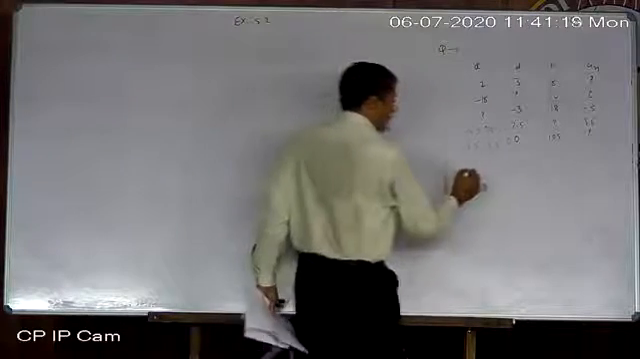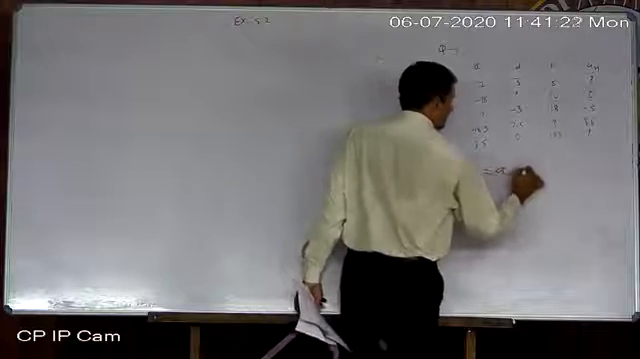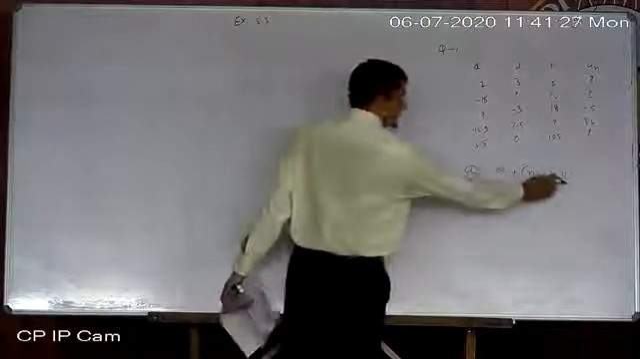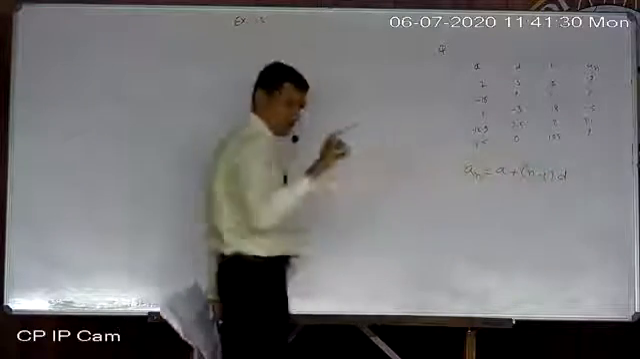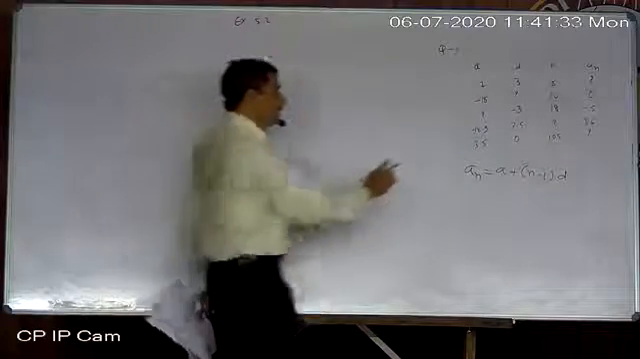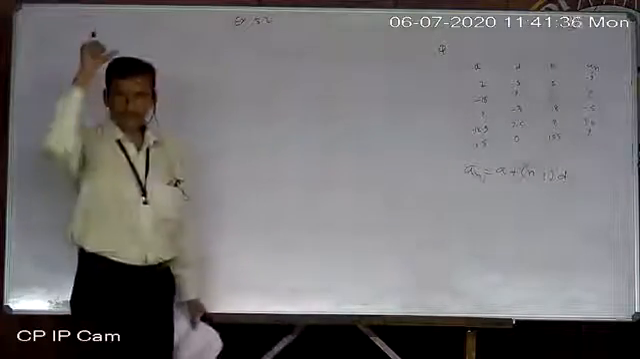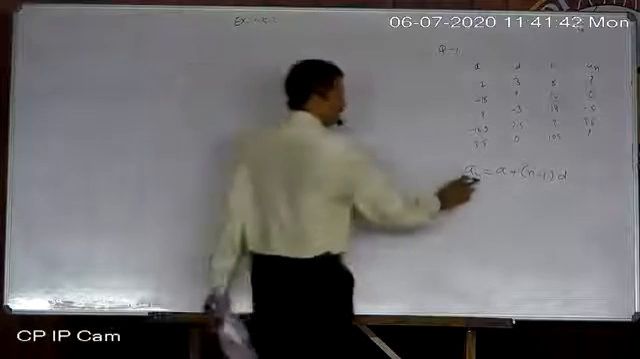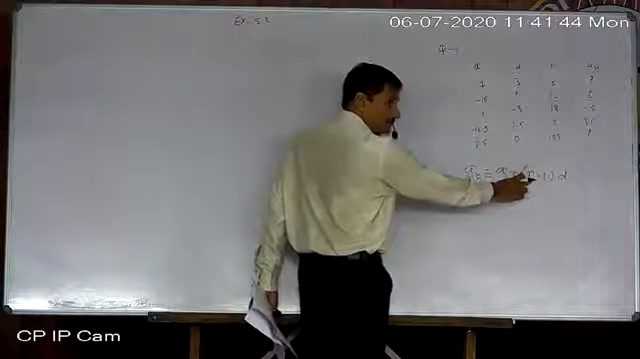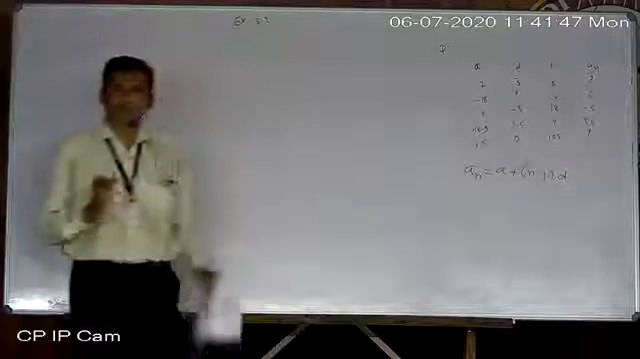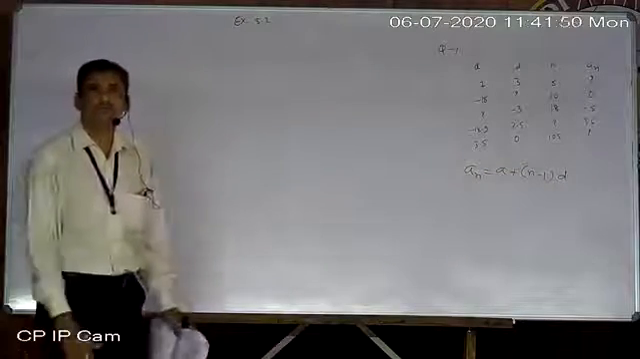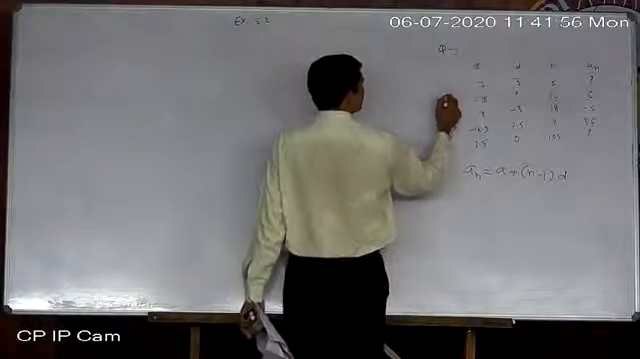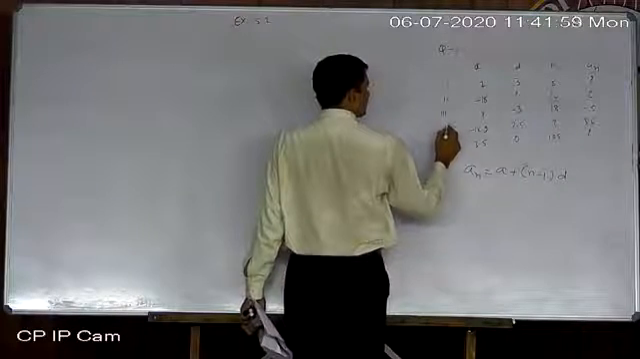Now you know one formula: an equal to a plus (n minus 1) d, where a is the first term, d is the common difference, n is the number of that term, meaning the position of that term, and an is the nth term. Nth term means if n equals 10, then the value of the 10th term. So n is its sequence number, like a roll number, and you know the first term and the difference between two consecutive terms.